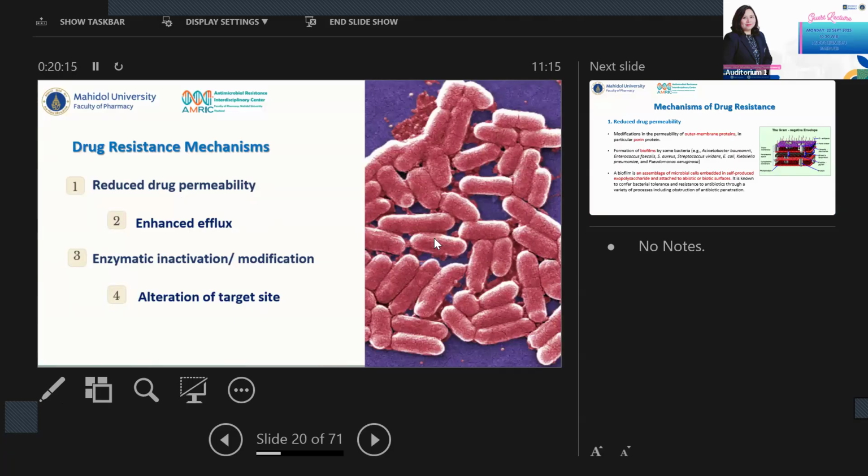The second one is enhanced efflux. Think about a water pump at your hometown or at your home. You pump water out. The same thing happens here, but you pump antibiotic out. And the third one is enzymatic modification, might be modified on the drug itself or on the target that the drug has to bind, and alteration at target site. So four main resistance ways that we have to keep in mind. Let's see how it happens here.